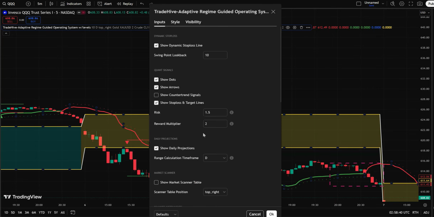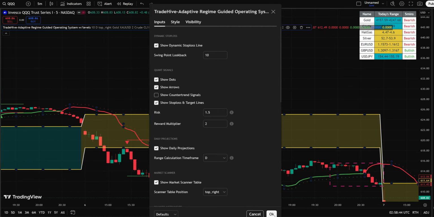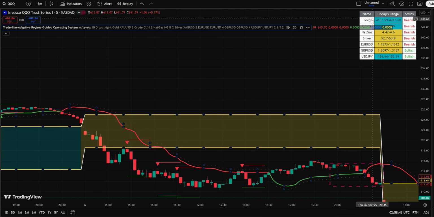So go to the settings. These are already ticked by default. Just tick this, show market scanner table. What this shows you is gold, this is today's range. Your trend is bearish. Bearish means the prices are below the stop loss level. Natural gas, this is the range. Silver, this is the range. Euro USD, this is the range. GBP USD is the range.